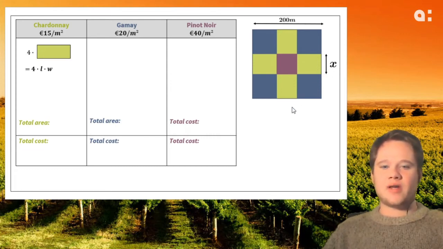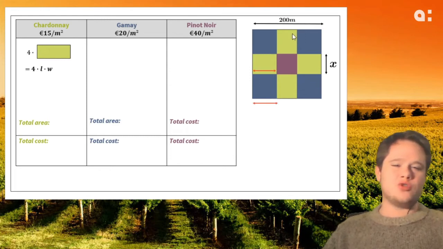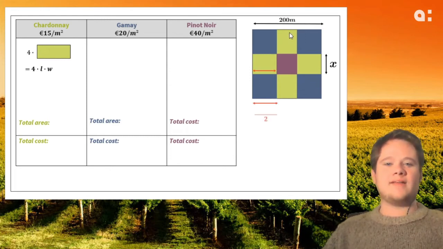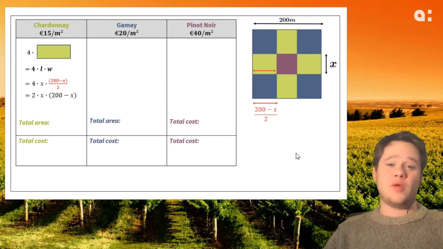The length needs to be expressed as a function of x. If we look at the middle strip, we have twice the length of the rectangle and once x, which should be equal to 200 meters. So the length indicated by the red arrow can be written as (200 minus x) divided by 2. The total area is now written as 4 times length x times (200 minus x) divided by 2. And we can write this more easily. So the area is now equal to 2 times x times (200 minus x).